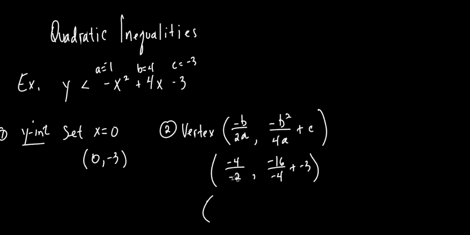We should be ready now. That's going to be 2. This is going to be 4 minus 3, which is 1. And there you go. That's your vertex. That's a super important point to graph, isn't it? All right, so let's keep that right there.